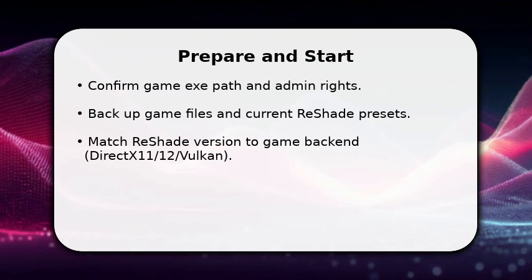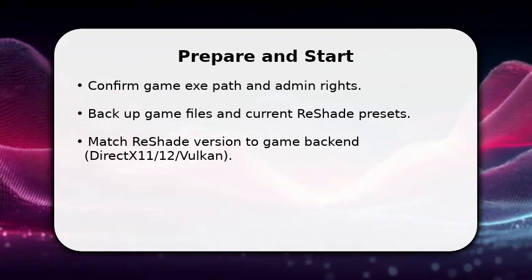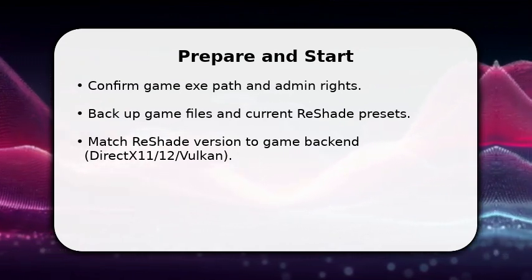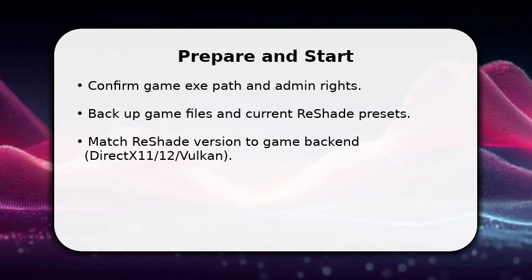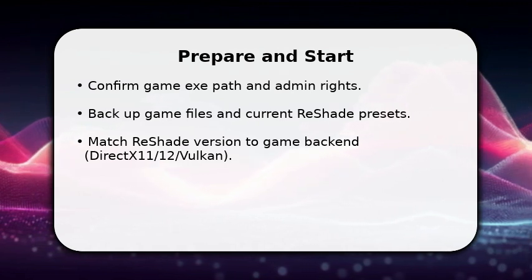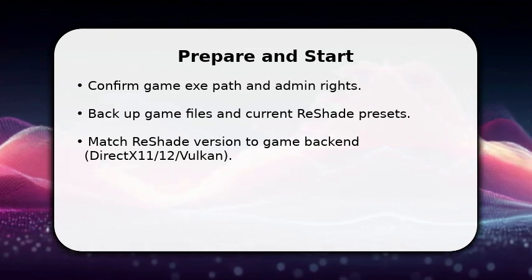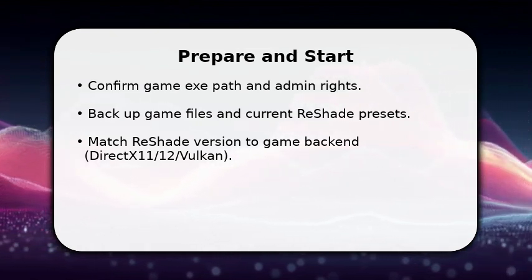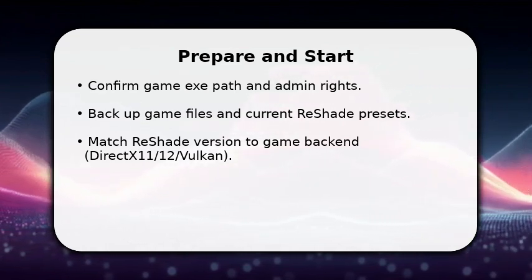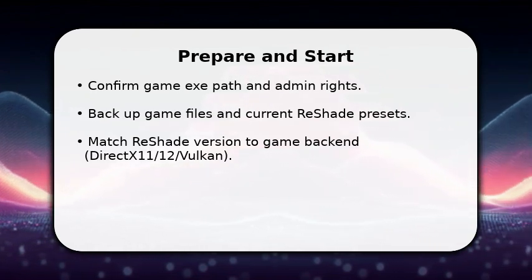You begin by confirming the game executable and running the installer with admin rights so files can be placed correctly. Once done, back up the game's original files and any existing ReShade presets to avoid loss. Then verify which rendering backend the game uses, DirectX 9/11/12 or Vulkan, and match the ReShade build accordingly, because a wrong backend causes load failures. This first set prevents common permission and compatibility mistakes and gets you ready to install cleanly.